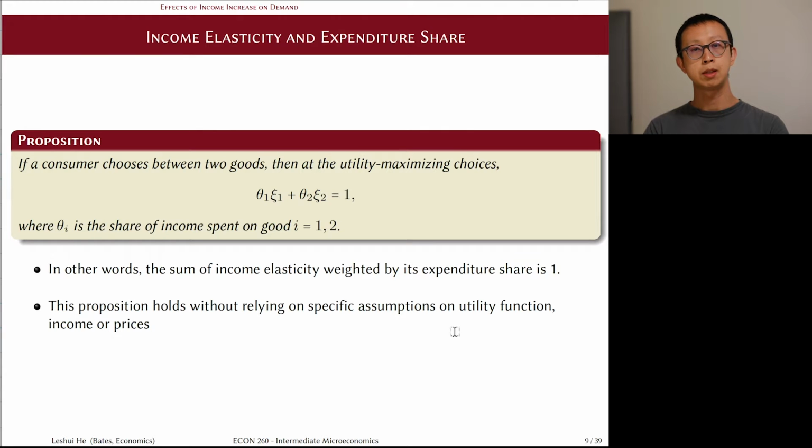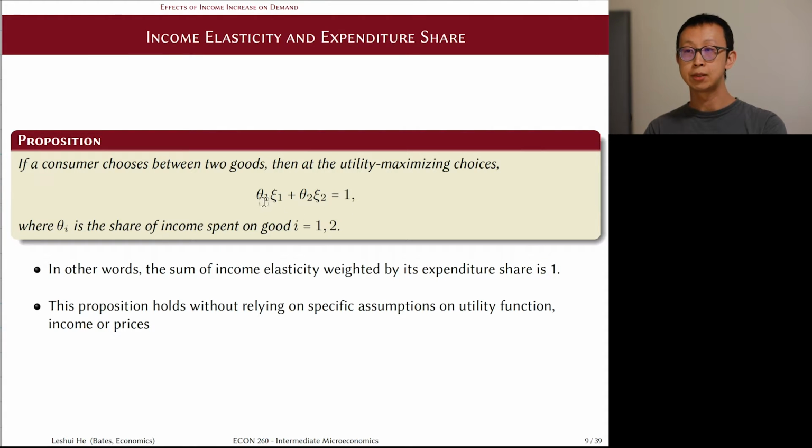It turns out that this intuition can be generalized to derive a very precise expression related to the income elasticity of demand. In this expression, Xi1 is the income elasticity of demand for good 1, and Xi2 is the income elasticity of demand for good 2. What this expression says is that if we add up these two income elasticities with some proper weights of theta 1 and theta 2, then they will actually add up to be 1.